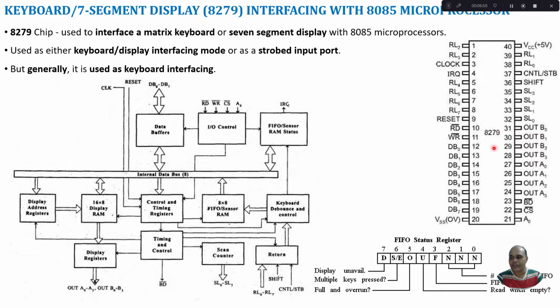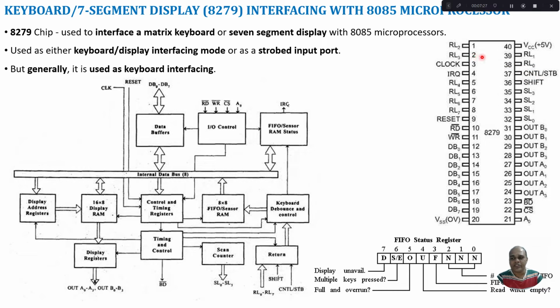The 8279 is a 40 pin dual inline package IC. Here you can see pin number 38 is RL0, pin number 39 is RL1, then RL2, RL3, RL4, RL5, RL6, RL7. These are the return lines. Then we have the scan lines SL3, SL2, SL1, SL0 for your keyboard. So these are the return lines for your keyboard, and these are the scan lines for your keyboard. Then there are also two more keys, a control key and a shift key, in the keyboard mode.